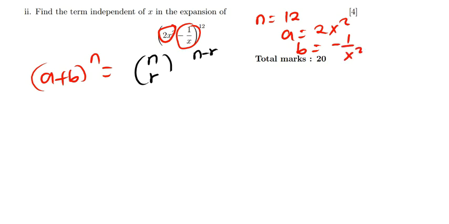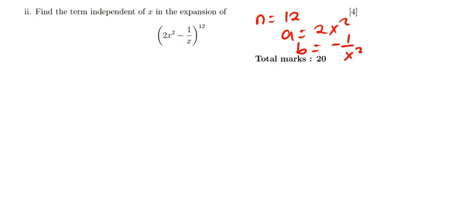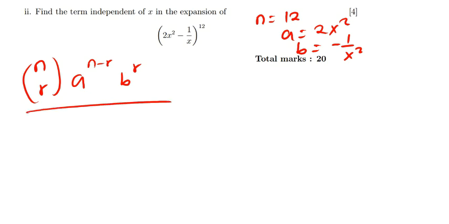r is the one I first need to find, because for us to find a term independent of x, I need first to find the r, because I'm supposed to expand this. a to the n minus r, b to the r. So first you have to write this formula. After that, now plug in the values. So my n is 12. r is the one I don't know. In this case, I want to find my r.